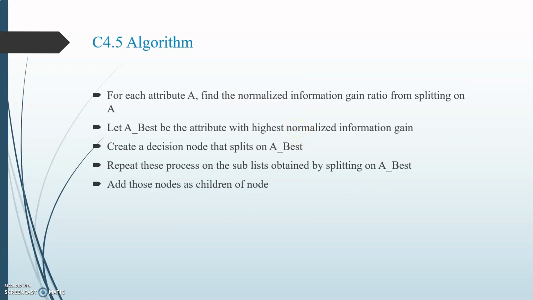First, for each attribute we will find the normalized information gain ratio, that is, the gain ratio for a particular attribute. Let's consider A-best is the attribute which has the highest or maximum gain ratio value. Then we will create a decision node that splits on the A-best attribute. Then we will repeat this process for the sublists which are formed by splitting, and the created nodes will act as child nodes.